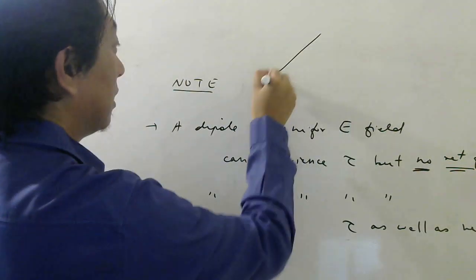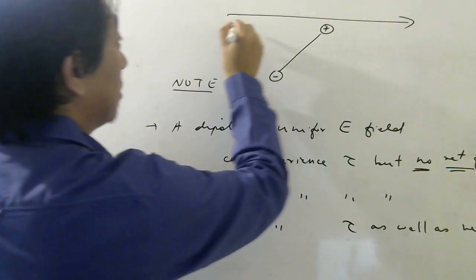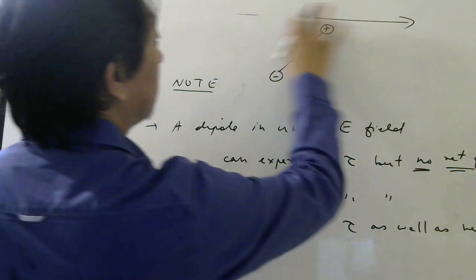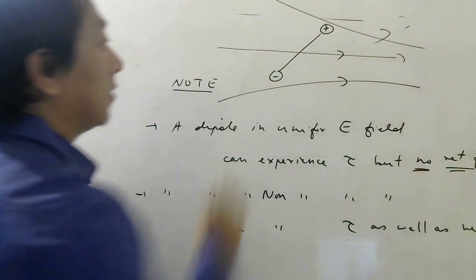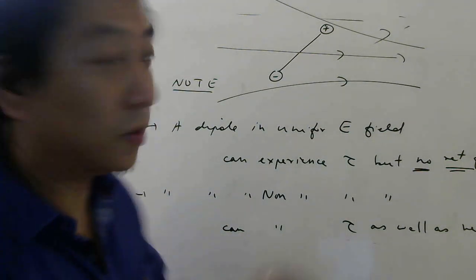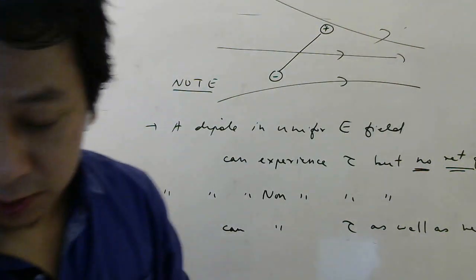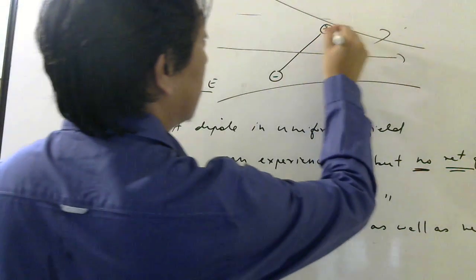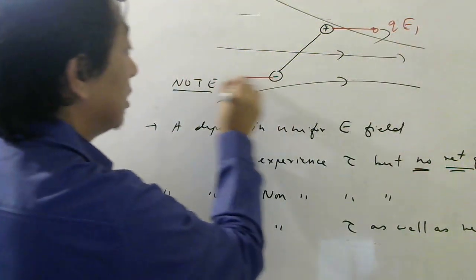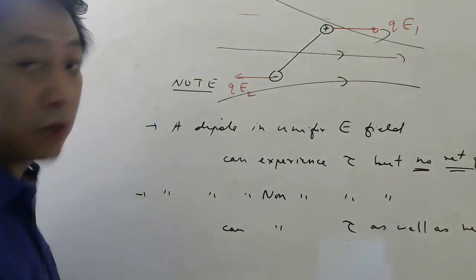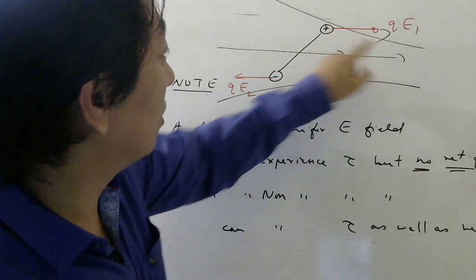So imagine I give you a dipole like this, minus Q plus Q, and I give you electric field which looks something like this. This is your electric field lines. So is it uniform electric field? No, because it is becoming closer here, so it is getting stronger this side. So what will happen? This charge will feel force this side, magnitude QE1. This will feel force QE2. Now you cannot say QE. Since here electric field is strong, this will be more.